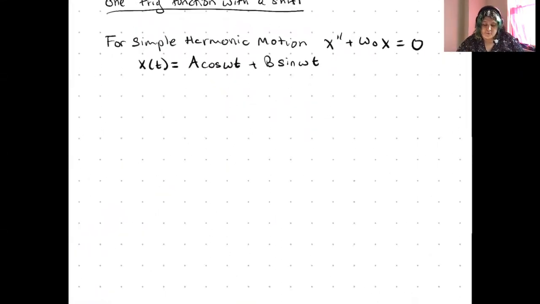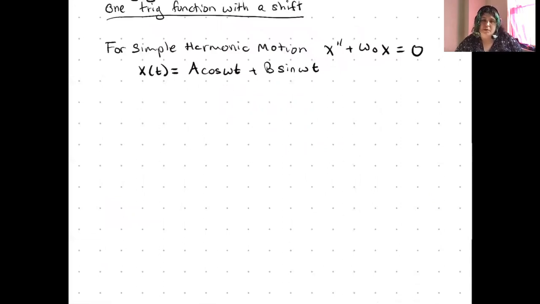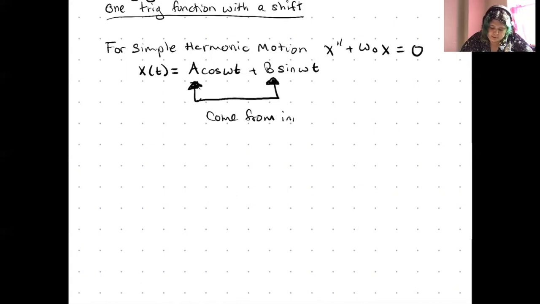So we saw that for simple harmonic motion, we get this differential equation that looks like x double prime plus some constant times x equals 0. And that has a solution that looks like sines and cosines, where these coefficients here, A and B, come from initial conditions in the problem.